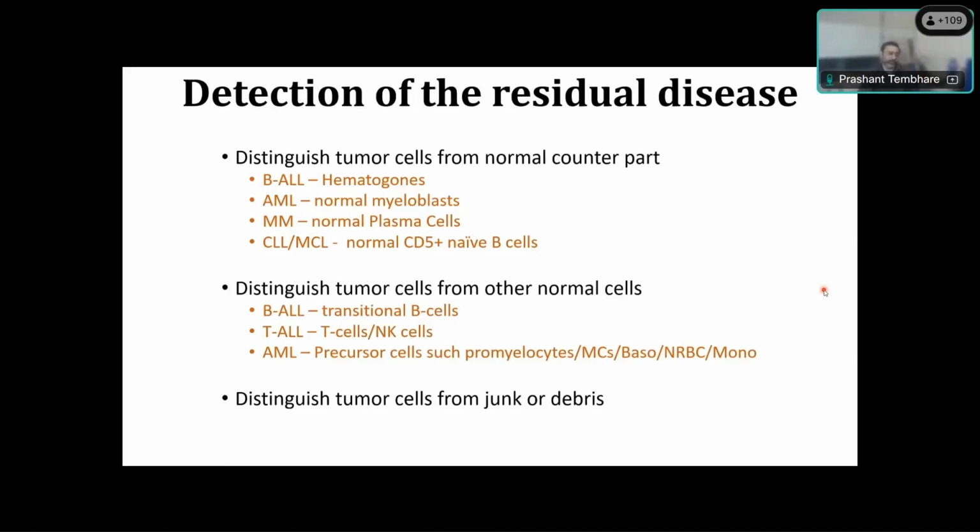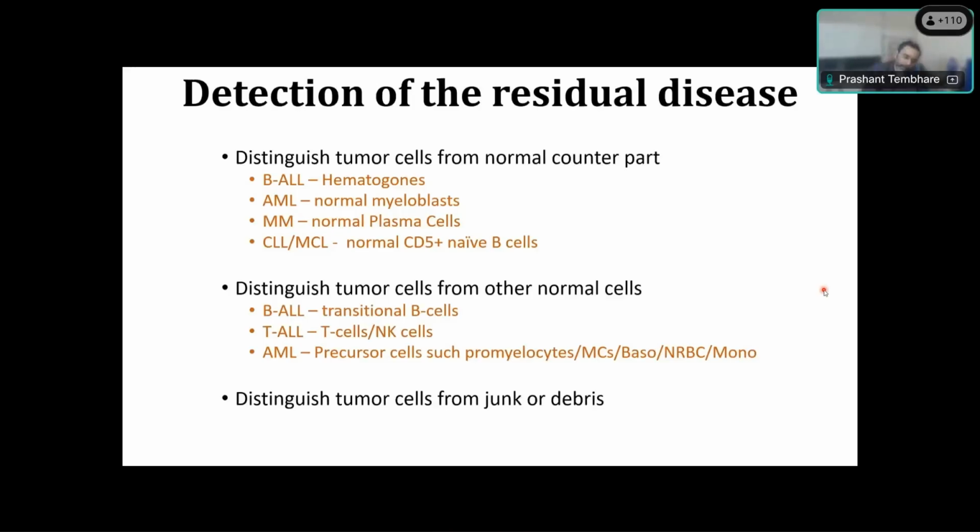For T cells, for T-ALL, normal T cells, normal NK cells. Right? For AML, again, mature cells like promyelocytes, basophils, nucleated RBCs, monocytic precursors, mast cell precursors. So these are cells which are already there, so you have to differentiate them from these cells.